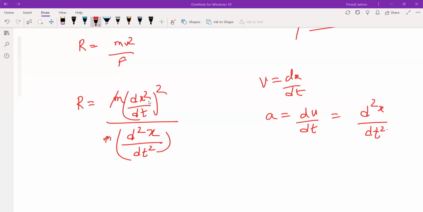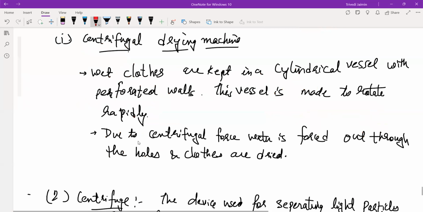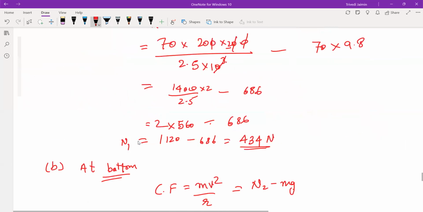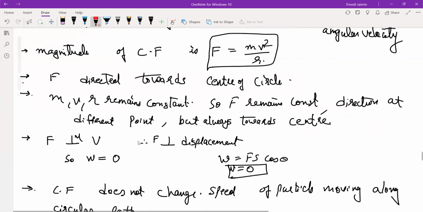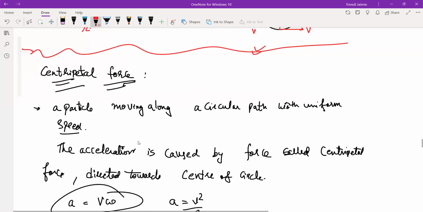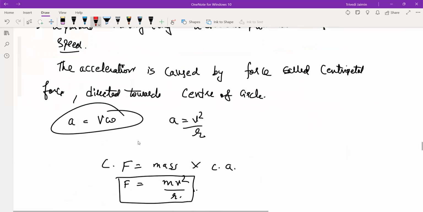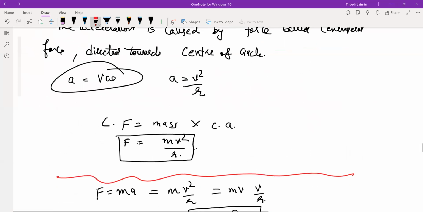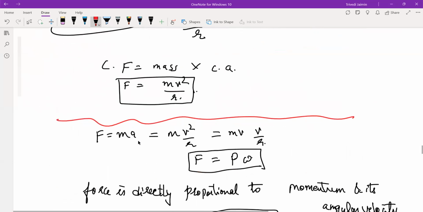So if we see the centripetal force and centrifugal force, what we conclude here: force we saw as F equals m v square by r, and v square by r we wrote as omega, right? m omega square by r. Even I can write here m omega square r. That also we can write. So what are centripetal and centrifugal?